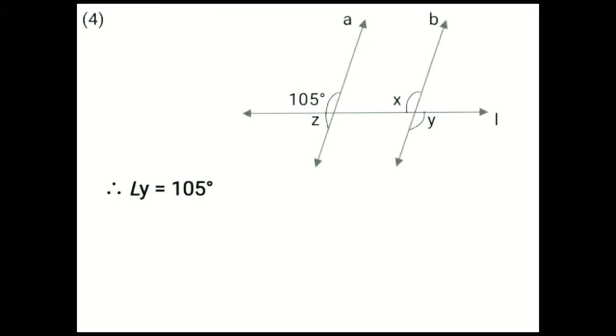Finally, you have to find angle Z on line A and transversal line L. Angle Z is here. If this angle is 105 degree, 105 degree is an obtuse angle. Angle Z is an acute angle. So both angles are combined together, acute angle and obtuse angle. So it is angles in a linear pair.